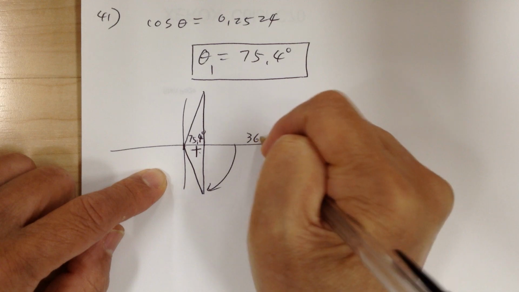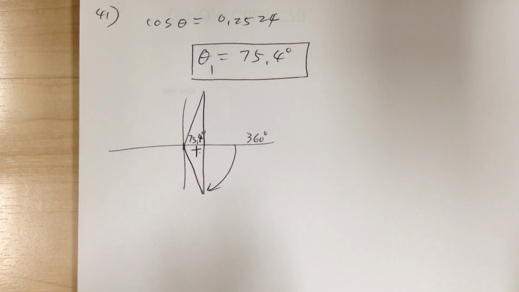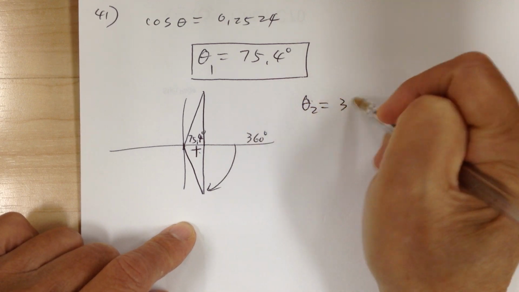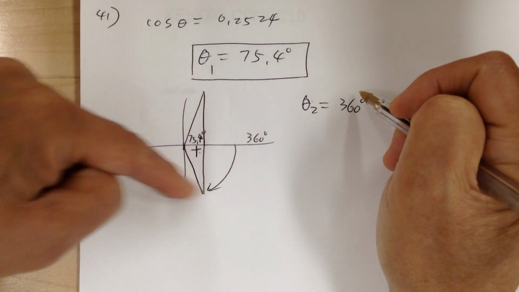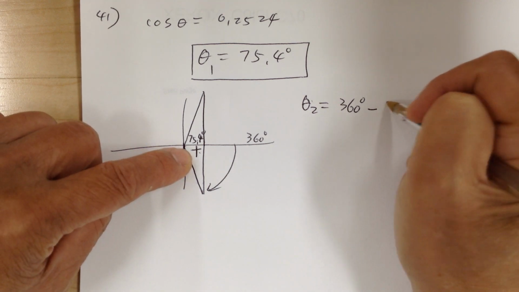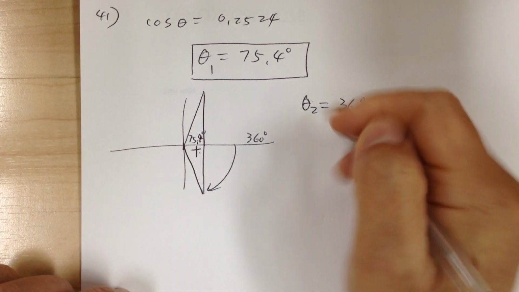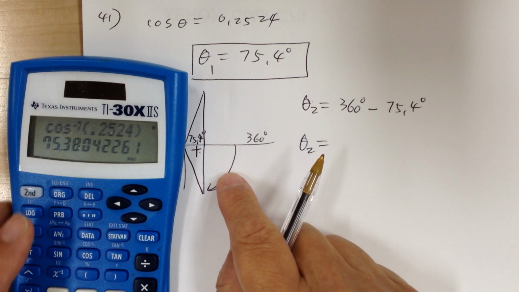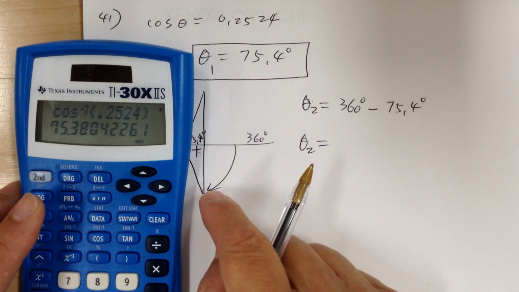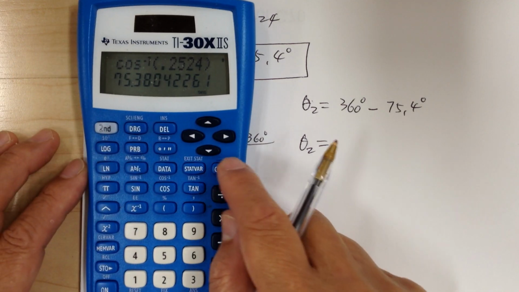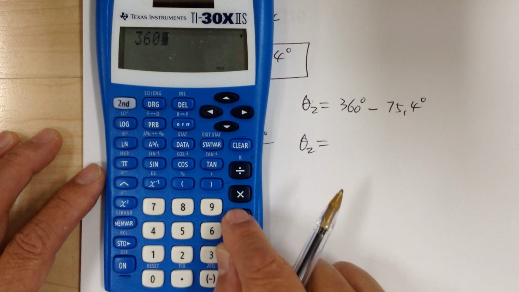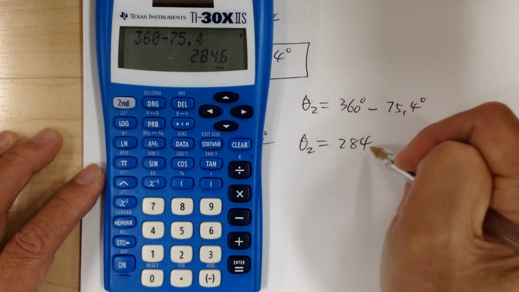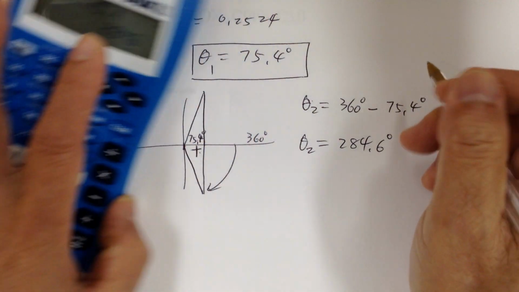So you have to go 360. Again, you always start with the angle that you know, the position that you know. So your theta 2 is equal to 360. That's where you start out. When you go this way, you have to subtract, minus 75.4 degrees. Again, it's very important you draw your picture, so you see where you need to start and which way you have to go, so you know whether to add or subtract. So 360 minus 75.4 equal 284.6 degrees. So that's your theta 2.